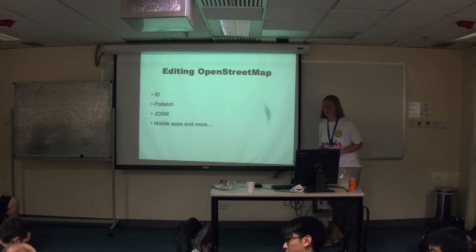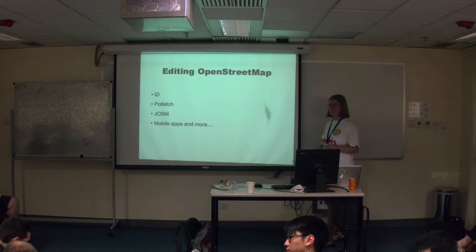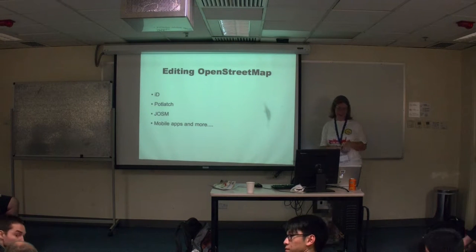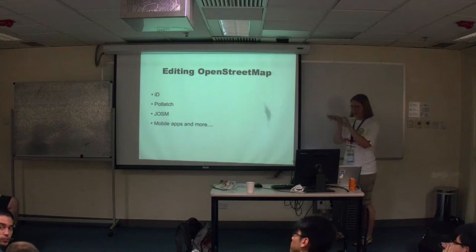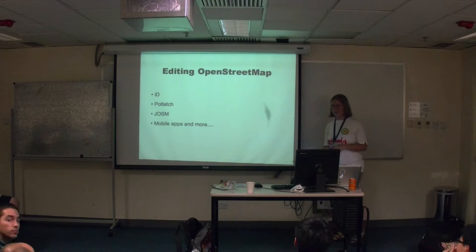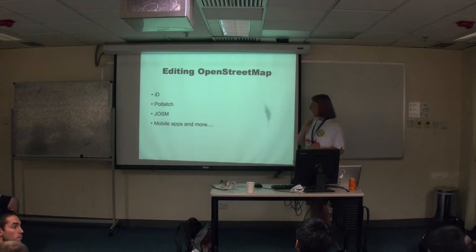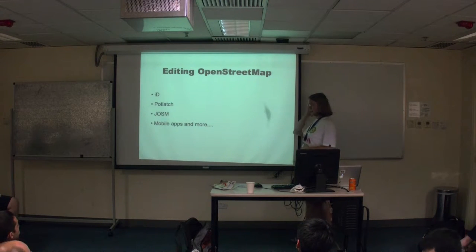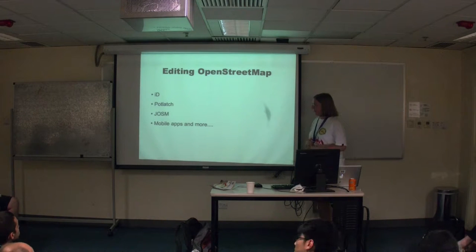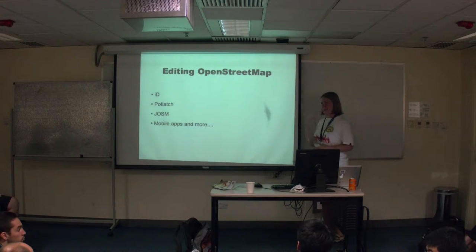Good question. Is there a way of looking at where these edits come from as a function of which editor? Yes, there is. In the data you can see the number of edits by each editor. Is that in order? No, it's in no particular order. It's actually in historic order, because iD is the most recent, with Potlatch in between JOSM and iD.